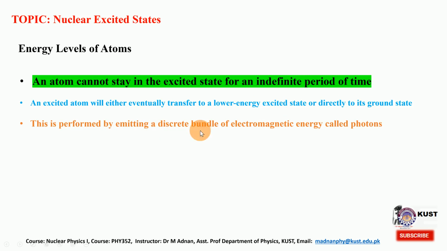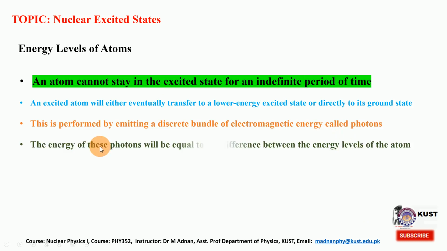This is performed by emitting a discrete bundle of electromagnetic energy called photons. The highest energy, or the most energetic photons, that an atom can give off by electronic transition, or we can say inner shell transition, are known as X-rays. The energy of these photons will be equal to the difference between the energy levels of the atom through which the transitions occur. That difference of energy will be emitted in the form of electromagnetic energy known as photons.